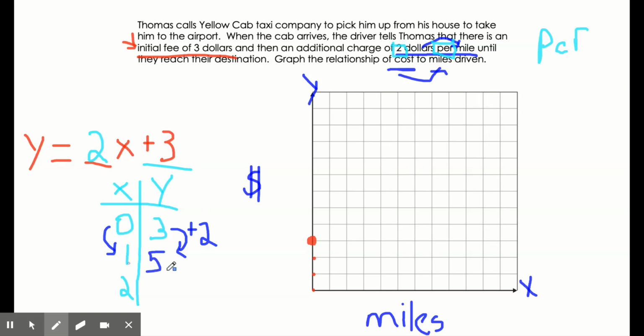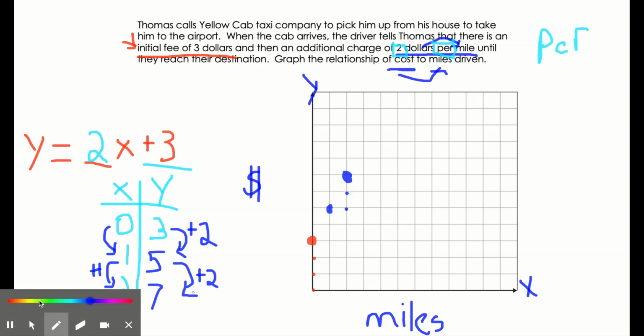giving me the 5. Again, telling me that I'm going to go over 1 and up 1, 2, 3, 4, 5. Putting my point right there. And I can do that same strategy again because my ratio is the same. Again, I'm just going up 1, and that means I can go up 2 in my y, giving me a 7 there. So that means I'm going over 1, up 1, 2, putting my next dot here at the point 2, comma 7.